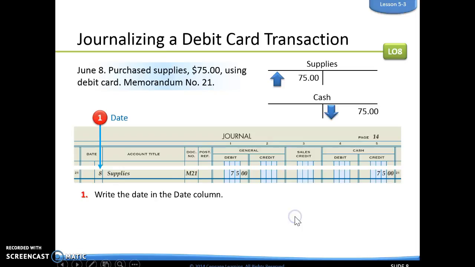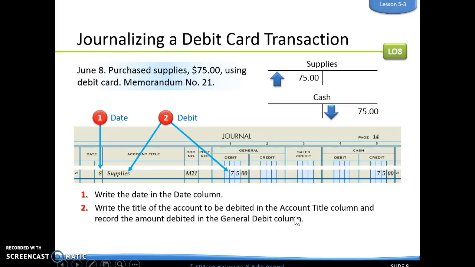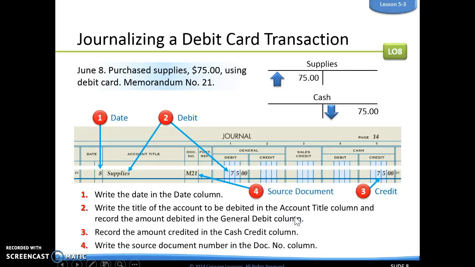Start with our date. Then we're going to put in our debit account, supplies, with our debit amount. Then we're going to credit cash. And the last thing is our memorandum 21.